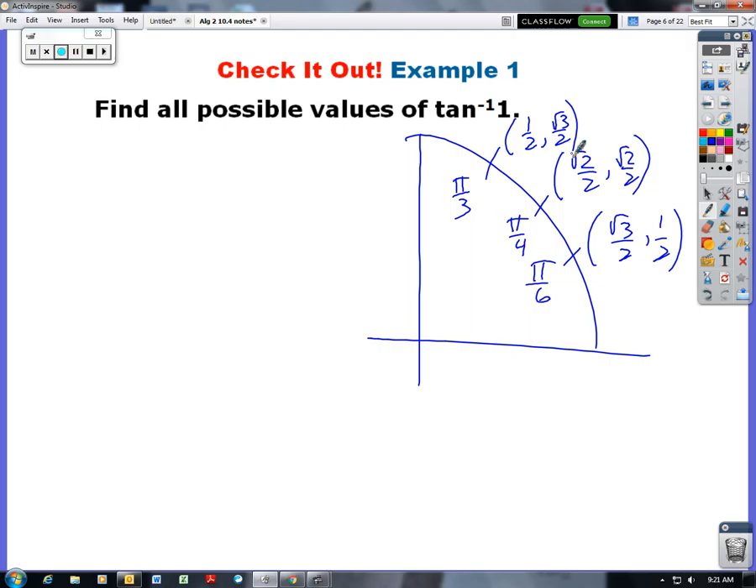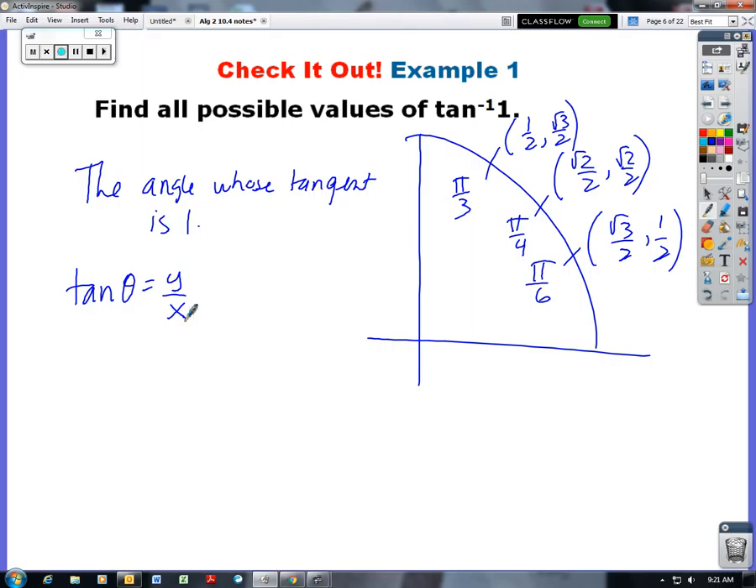And this time we're looking for the angle whose tangent is 1. So remember, tan is y over x. And also on here, I'm going to go ahead and put my quadrant angles too. I'm going to have my points here, 1, 0, 0, 1. And we can continue our unit circle out. This would be negative 1, 0. Down here we'd have 0, negative 1. Because you never know, we might need those.